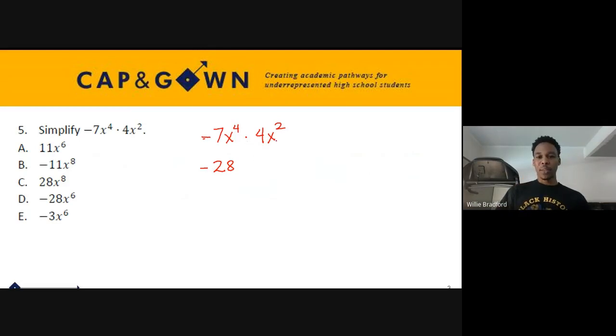Then we'll keep the base. We're multiplying, so we add the exponents. 4 plus 2 is 6. So we'll see your answer choice D has both -28 and x to the 6th. That was pretty easy.